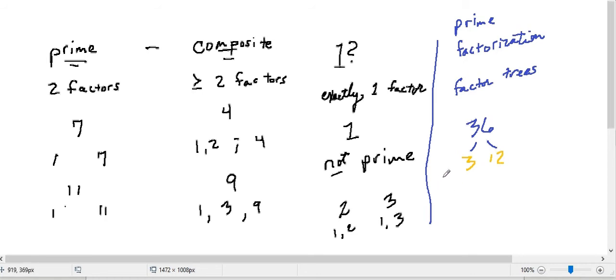As we go along, we circle any numbers that are prime. 3 we said was prime. You could use a prime number chart to help you identify these. And then we continue to break down the other factors. 12 can, of course, be broken down by, let's say, 2 and 6. All right, do you see a prime number? 2. Keep going. 6 can be broken into 2 and 3.